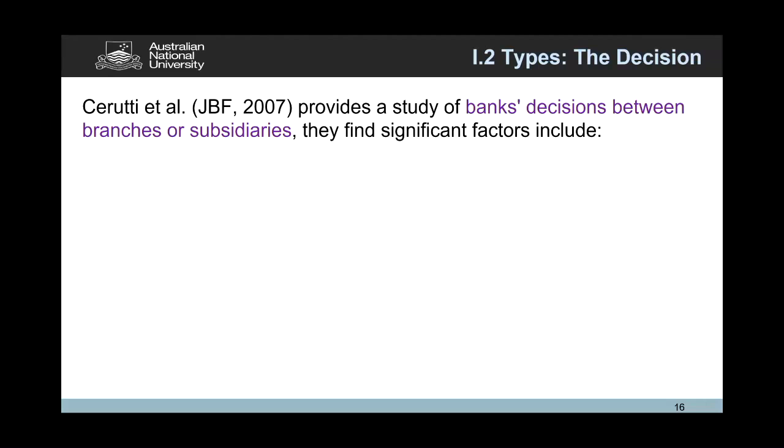So based on this paper that's published in the Journal of Banking and Finance, but it's first of all a World Bank initiative by Cerruti and his co-authors, they found the significant factors that affect banks. But before we go on to the slide, can you suggest a few things that we have to think about if we are the bank managers, whether we should choose between a branch or a subsidiary? What might you think about?